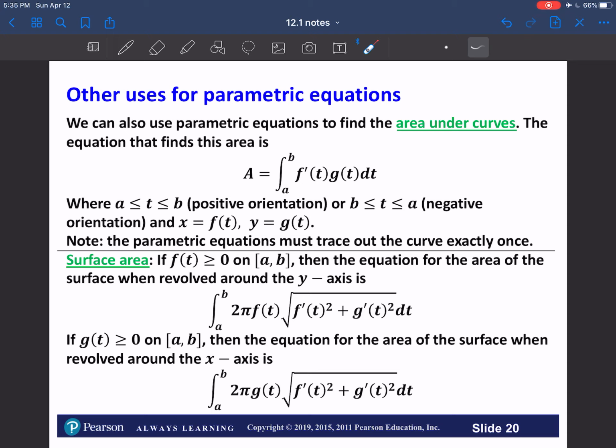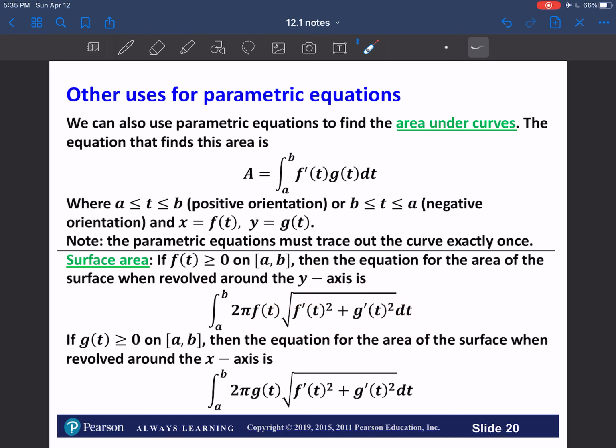We can also calculate surface area. And the basic idea is that we assume that f of t is non-negative on our interval. Then the equation for the area of the surface when we revolve around the y-axis, so this brings us all the way back to chapter 6 whenever we're talking about surfaces of revolution, the equation that calculates that guy is the integral from a to b of 2 pi f of t times this integral.